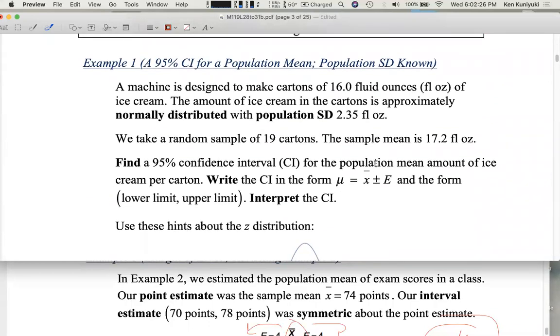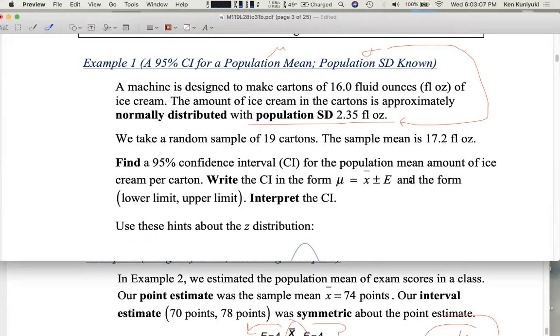We're going to develop a 95% confidence interval, CI, for a population mean mu. And we're going to assume that the population standard deviation is known. So here's an example of where that could happen. Let's say a machine is designed to make cartons of 16.0 fluid ounces of ice cream. The amount of ice cream in the cartons is approximately normally distributed with population standard deviation 2.35 fluid ounces. And we're assuming this is the population standard dev, sigma. So this is going to be a kind of calibration problem.